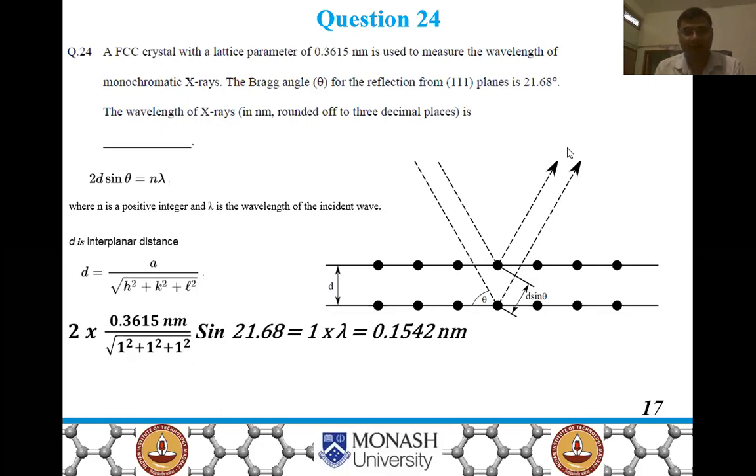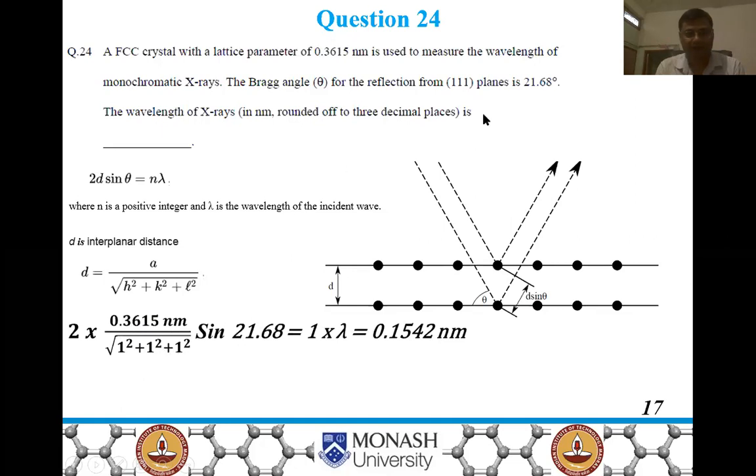So we know the Bragg law: 2d sin theta is equal to n lambda, where n is a positive integer and lambda is the wavelength of the incident wave, and d is the interplanar distance. d is equal to a upon under root of h square plus k square plus l square. So 2d is 2a upon under root of h square plus k square plus l square. So this will be equal to 0.3615 nanometer divided by under root of, HKL is 111, so 1 square plus 1 square plus 1 square.